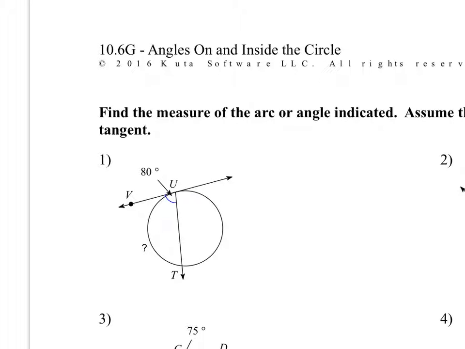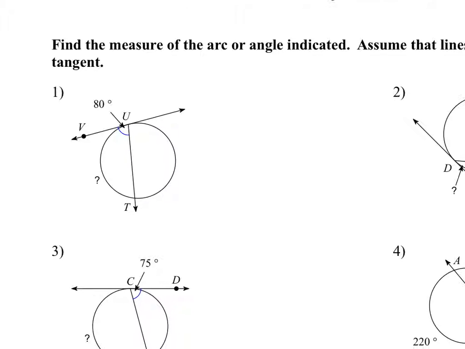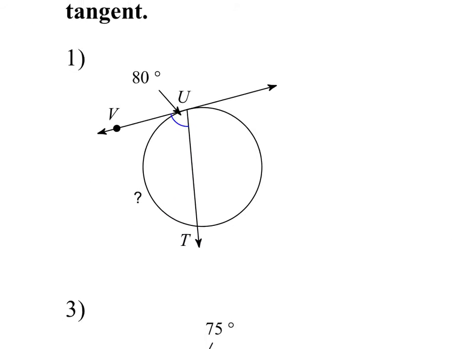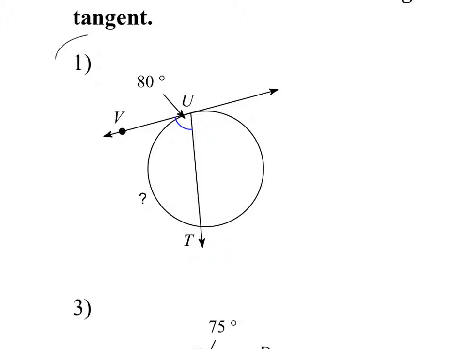Okay, so this video is for 10.6G, angles on and inside the circle. So, let's start with number 1. Number 1 is just like what we talked about in class. If a tangent and a secant meet at a point on the circle, so that looks something like this.